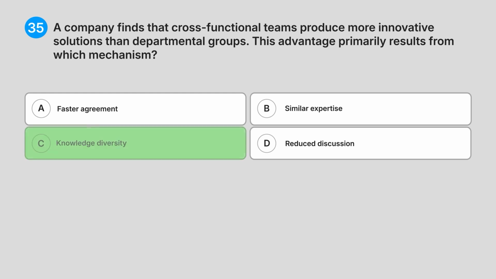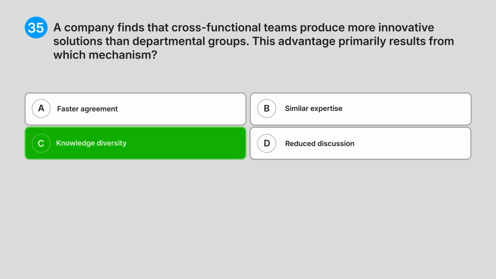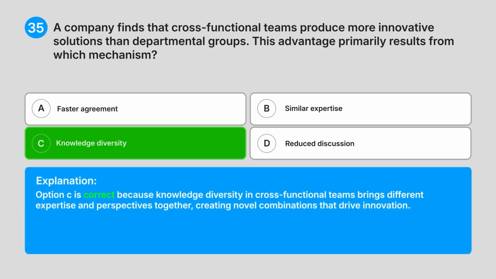Correct answer, C, knowledge diversity. Explanation: option C is correct because knowledge diversity in cross-functional teams brings different expertise and perspectives together, creating novel combinations that drive innovation.